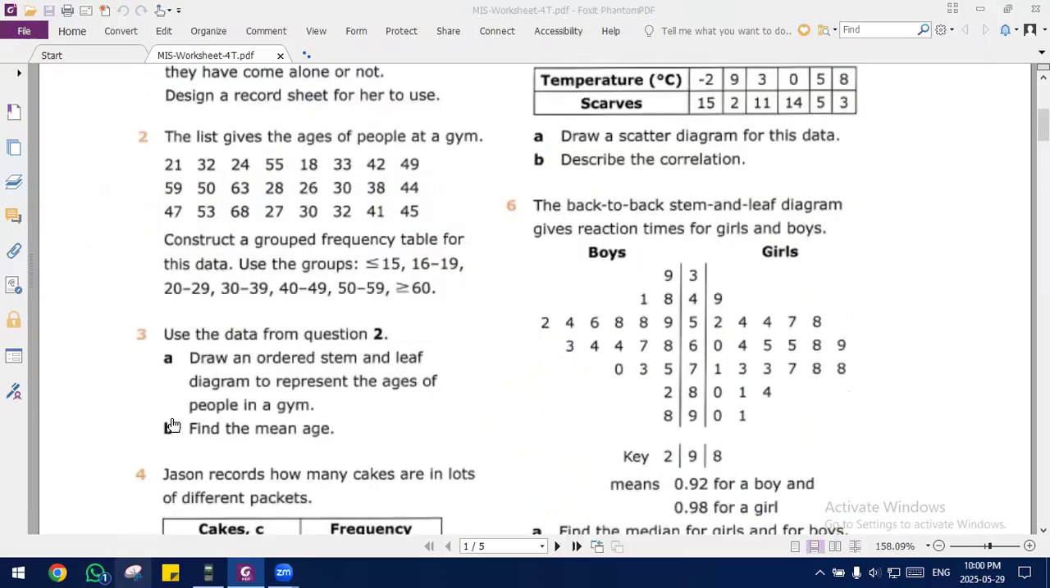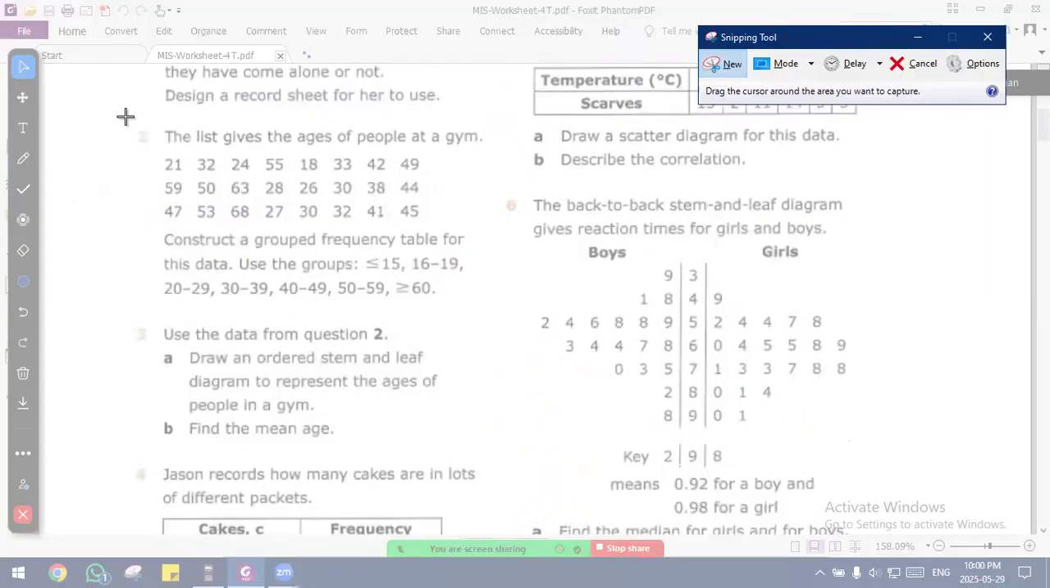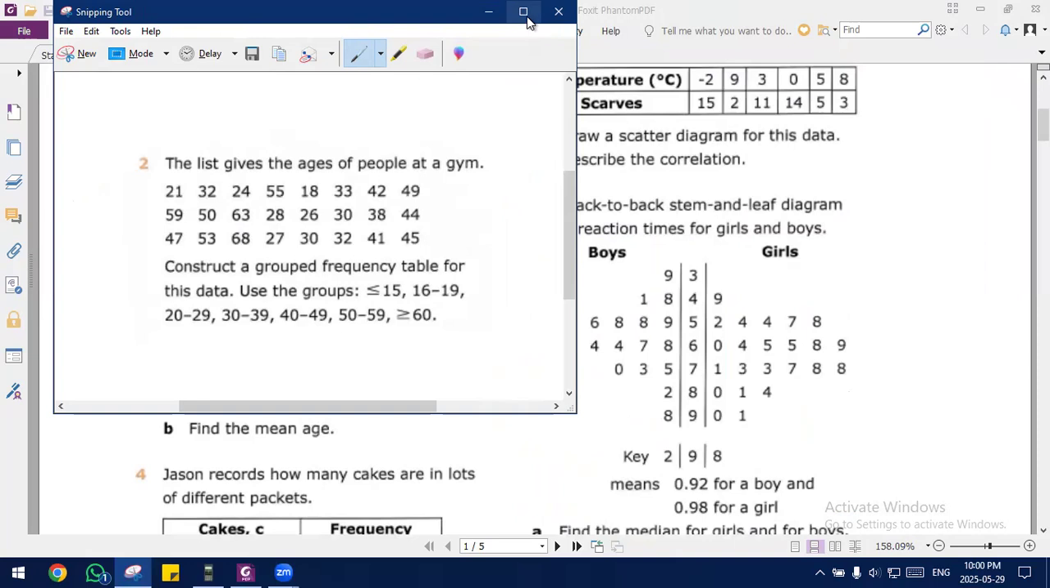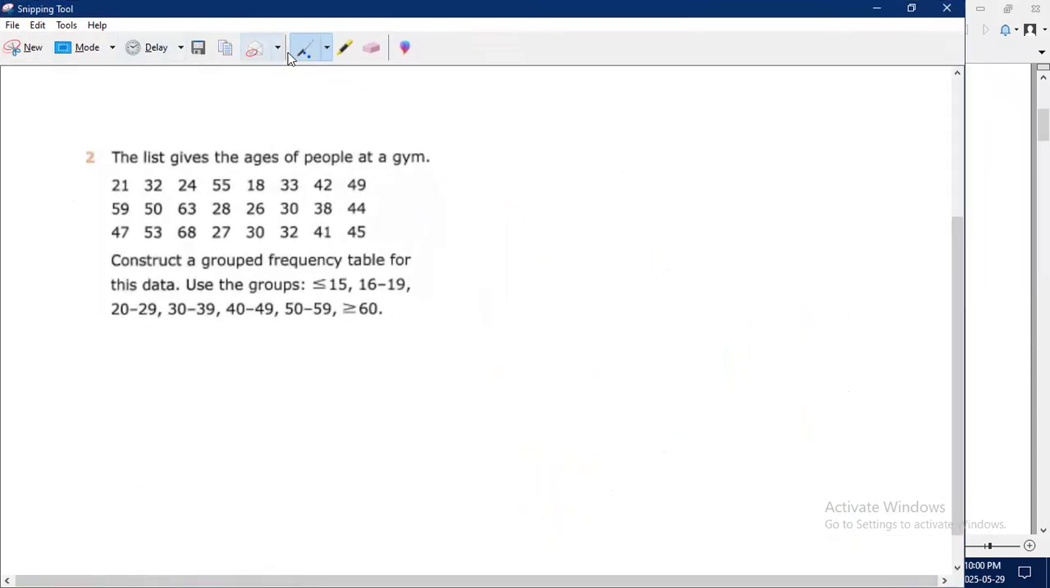Let me close this and then take it again. How do we draw a stem and leaf diagram? First of all, the stem should be on the left. The leaves should be here, okay? I'm dealing with ages, so the stem should be a fixed number.